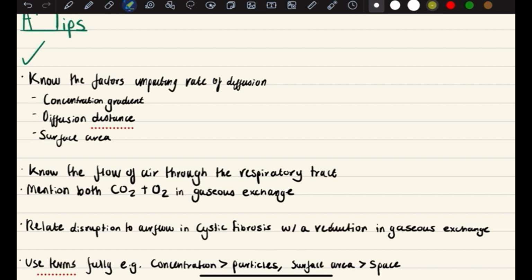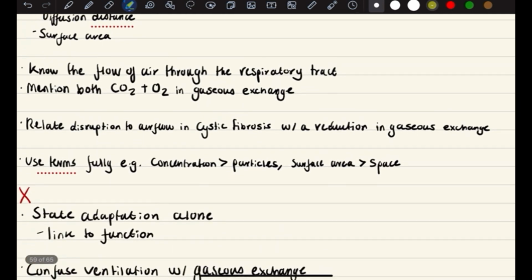Now, know the flow of air through the respiratory tract. Maybe they won't ask it, but if they do, it's a really easy mark to get, and it's definitely not one that you want to miss. And I think also, just know with gaseous exchange, carbon dioxide and oxygen are both being exchanged. I think it's easy to forget carbon dioxide. So just remember that's happening as well.